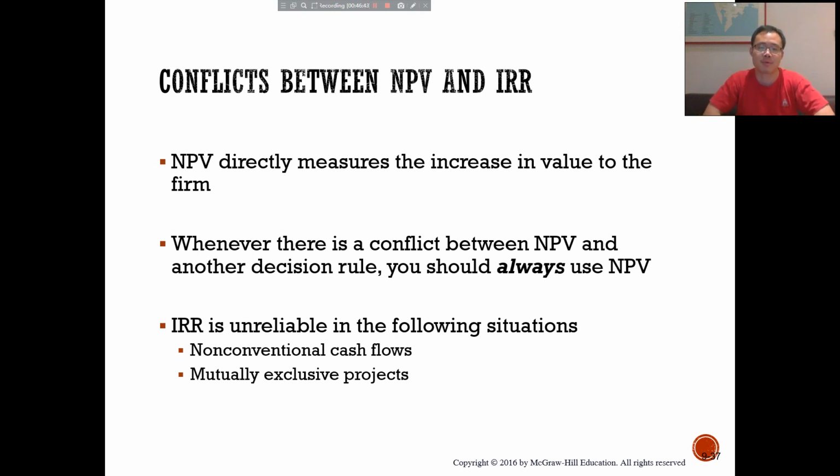IRR is unreliable in the following two situations. The first is non-conventional cash flows. The second is mutually exclusive projects.